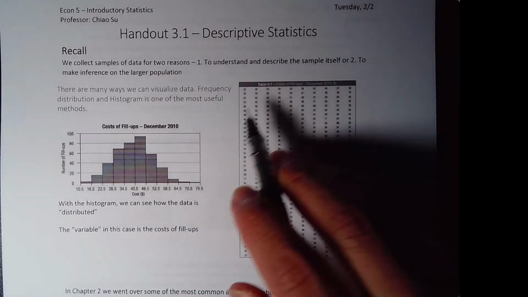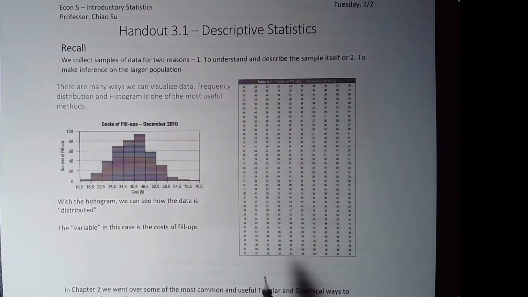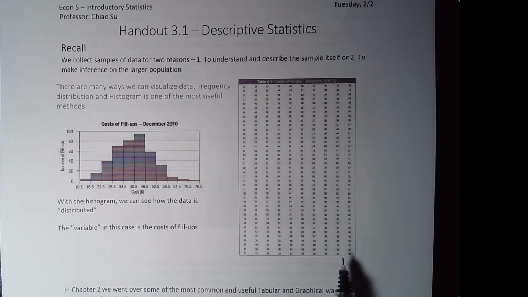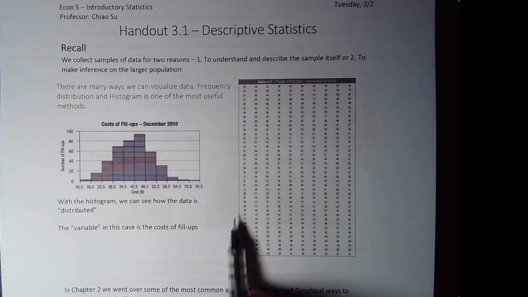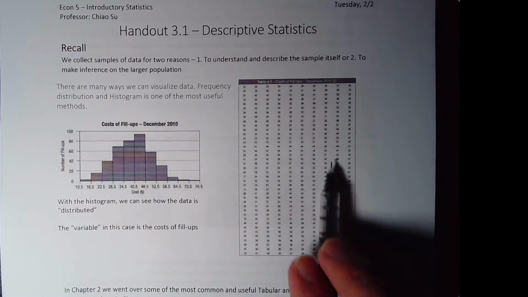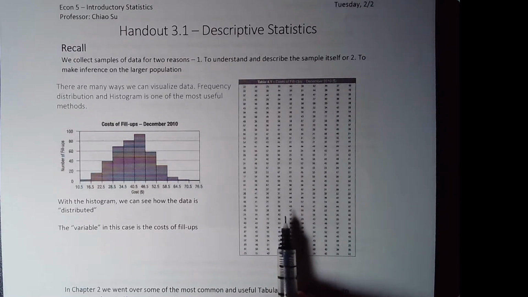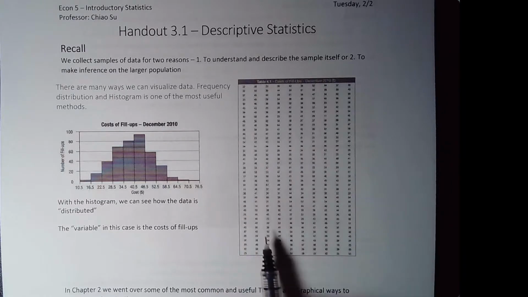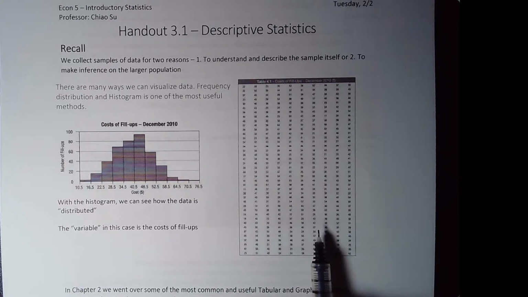And here, for example, we have a set of data. This is the cost of filling up, and this is a sample data set. This is something that exists in reality, that is real. Now we want to be able to describe or analyze this. This is not summarized. This is raw data, so it's not very useful. There's too much information here.